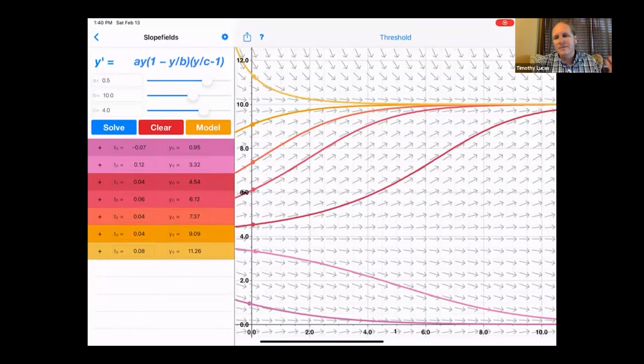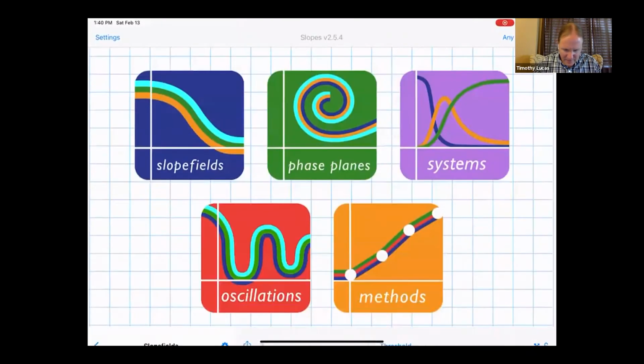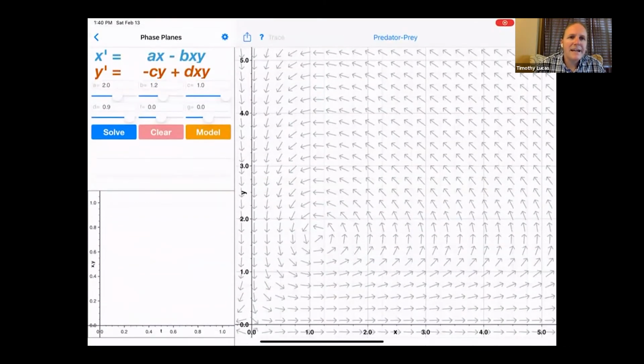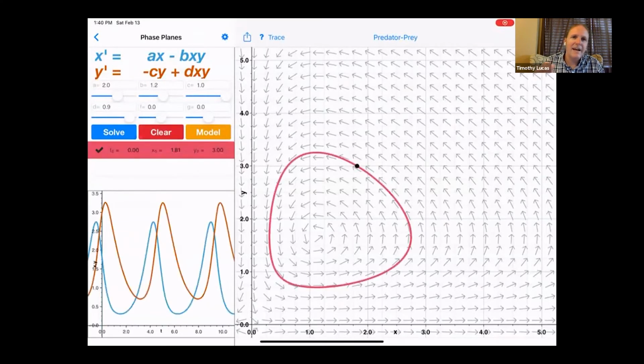I want to show you some other things about the app that are kind of fun. Let me show you the phase planes activity. You can look at something like a predator-prey equation if you want. If you click on the screen, it not only gives you the trajectory in the phase plane, but it also gives you what X and Y are as functions of T. You can click on this trace button, and then you can get a sense of how the X and Y versus T solutions relate to what they see in the phase plane. So that kind of stuff is available for them.